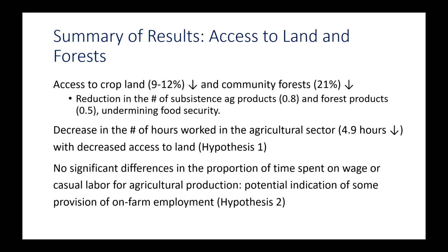And then there's a decrease in the number of hours worked in the ag sector by about 5 hours, due to decreased access to land, which is quite consistent with the expectations from the model. And then there is no significant difference in the proportion of time spent on wage or casual labor for ag production. As I explained just before, maybe there is some provision of employment from these concessions, which I also observed in the field when I was talking to people. A lot of people were saying that they do have some employment by these concession companies, but not a lot to offset the loss of labor demand before they arrived.